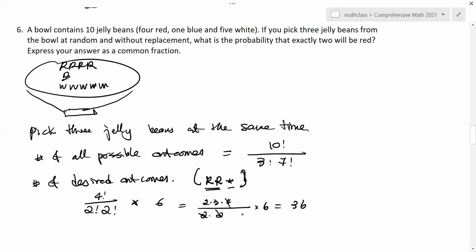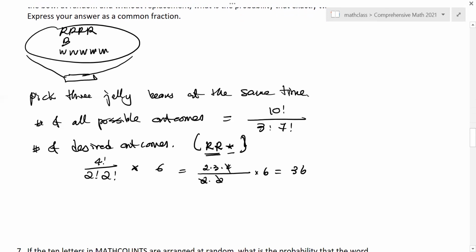And then in step 2, you pick a non-red bean from the bag, and there are 6 choices. That's 6, total 36. Then the probability is going to be 36 over 120, since that number is 120. After simplifying, it will be 3 over 10.